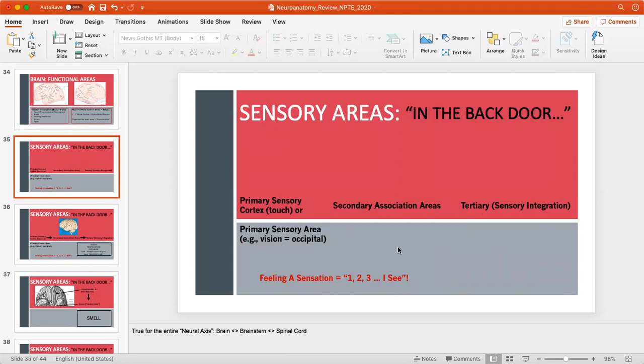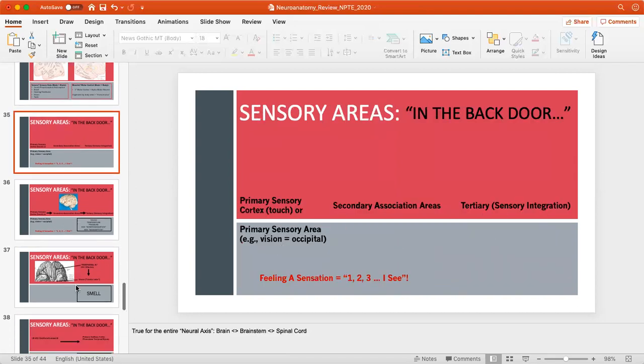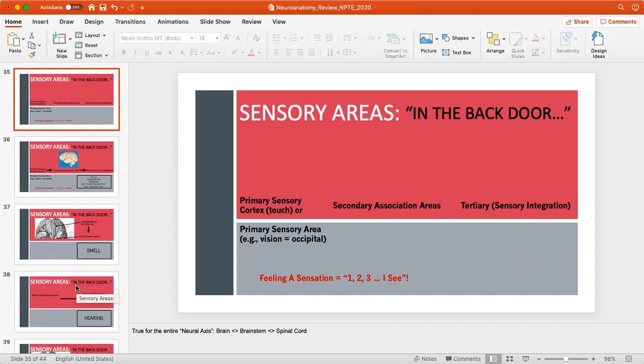All right, so when we think about sensation as it travels in the back door, as it travels from the periphery to the brain, and even when it travels within the brain, I like to think about the idea of it comes in as raw data and then it gets processed, versus motor information traveling from the brain out to the periphery is almost the opposite.